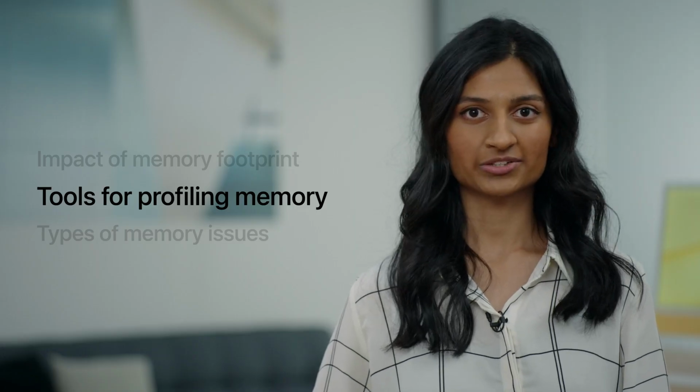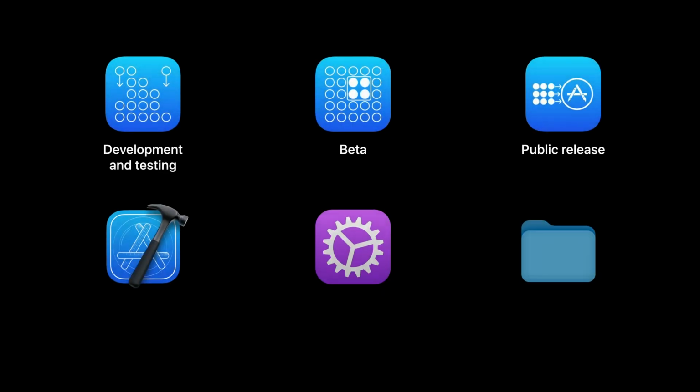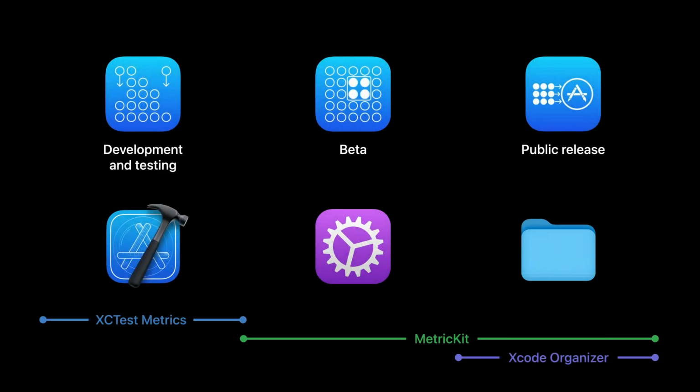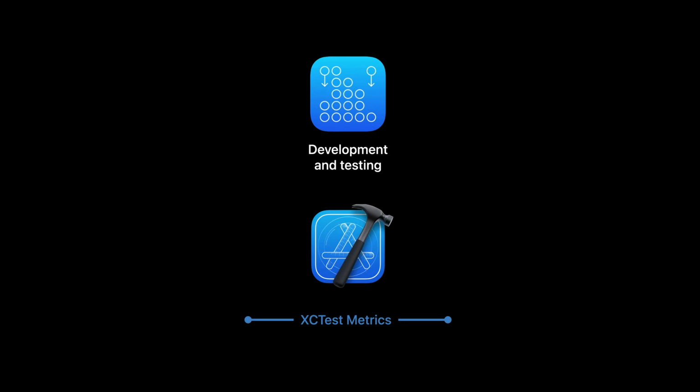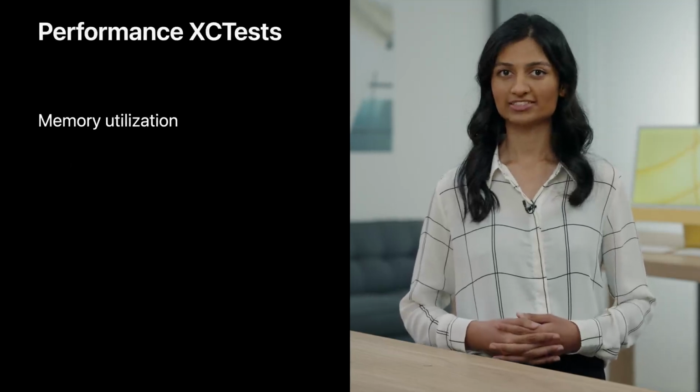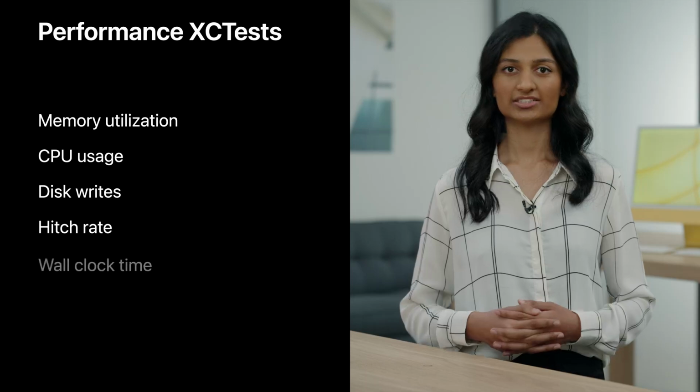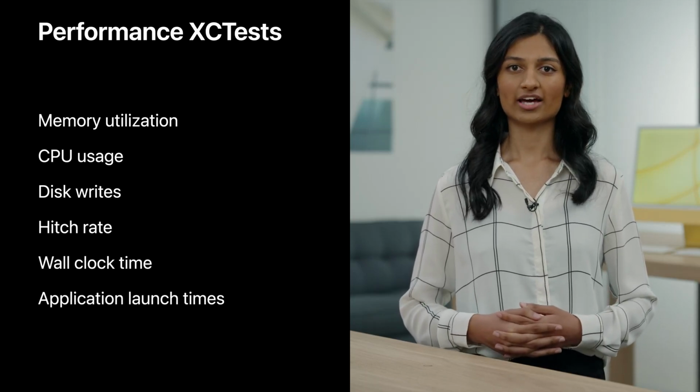Let's now take a look at the tools you can use to profile your memory footprint. Xcode offers a suite of tools to help monitor your app's memory performance throughout both the development and production workflows. The XCTest framework helps you monitor your memory footprint directly in your project's unit and UI tests, while MetricKit and the Xcode Organizer allow you to monitor memory metrics in production from your customers. The continuation of this talk will be in the context of using Performance XCTest, but note that these techniques still apply to general memory triage and investigations. Using Performance XCTest, you can measure system resources, such as memory utilization, CPU usage, disk writes, and a whole lot more. Let's take a look at an example test together.